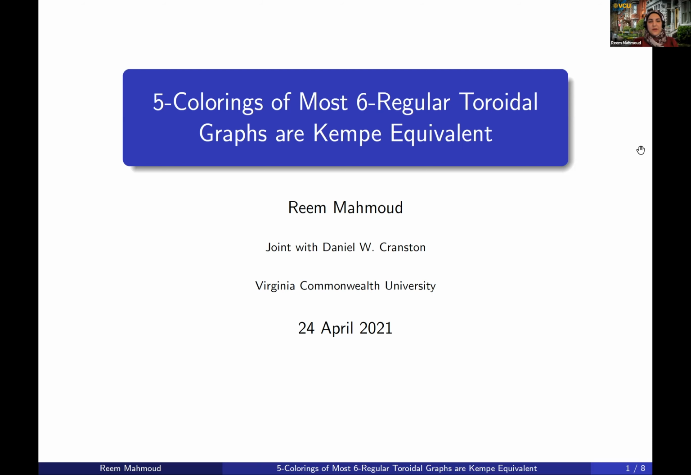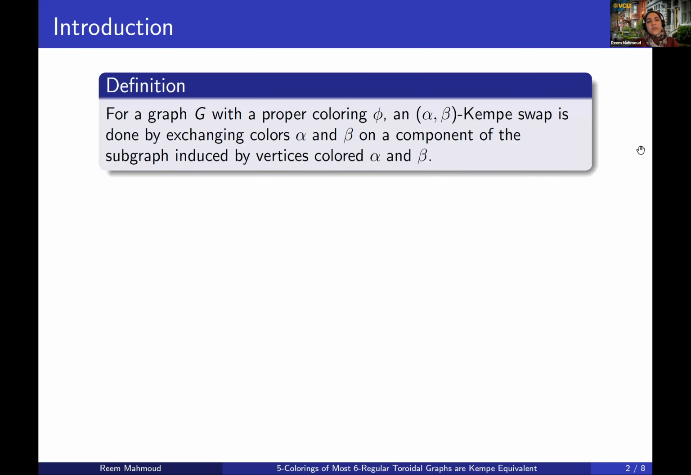So I'm going to be talking about how 5-colorings of most 6-regular toroidal graphs are Kempe equivalent. This is an overview of a paper that I wrote with Dan Cranston. I'll start by introducing a couple of definitions.